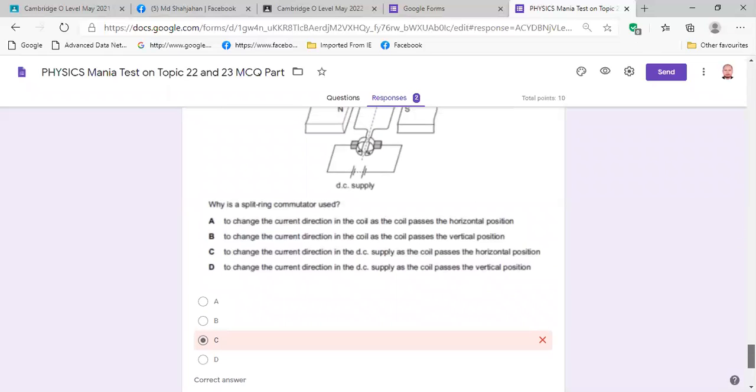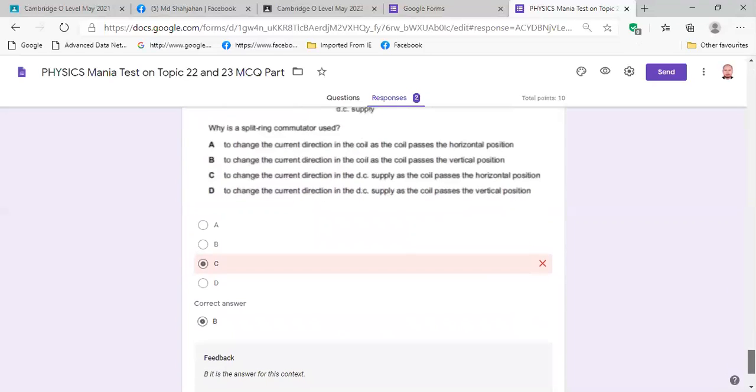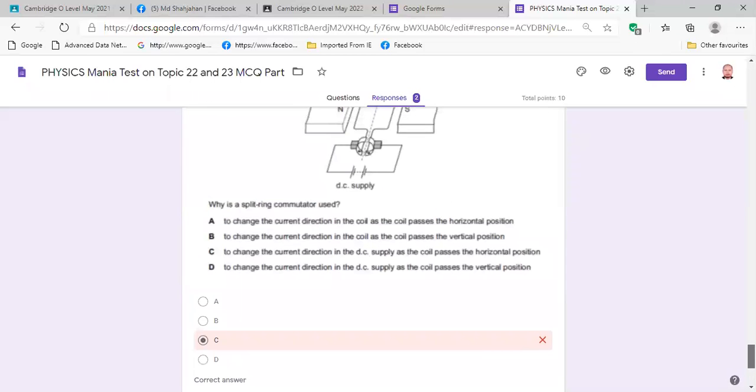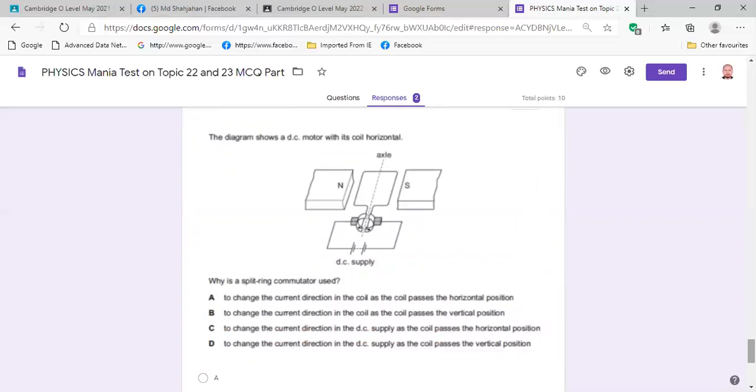Here, we chose here. Here, you see, to change the current direction in the coil as the coil passes the vertical position. So after the vertical position, we are getting the current direction change, right? So this one directly came from the worksheet.